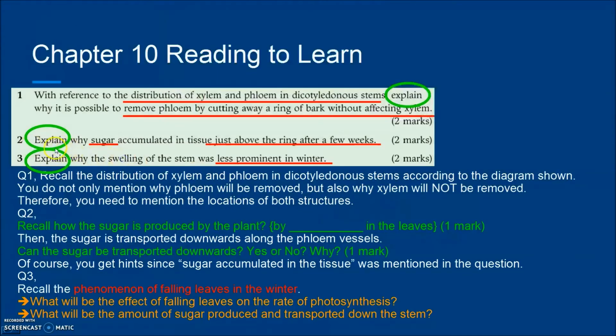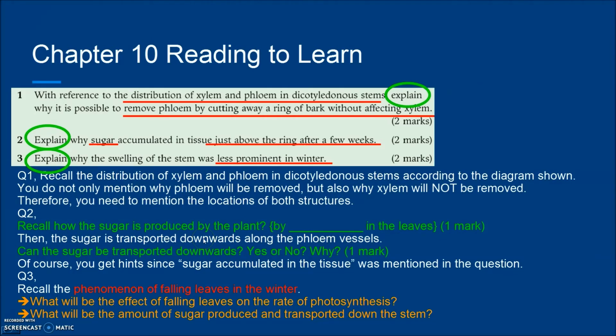So for question 2, explain why sugar accumulated in the tissue just above the ring after a few weeks. The first logic is that you need to tell me where the sugar comes from. The sugar must be produced by the plant, so recall how the sugar is produced by the plant. As we talked about, it is by a certain reaction in the leaves. And then the sugar will be transported downwards along the phloem vessels.